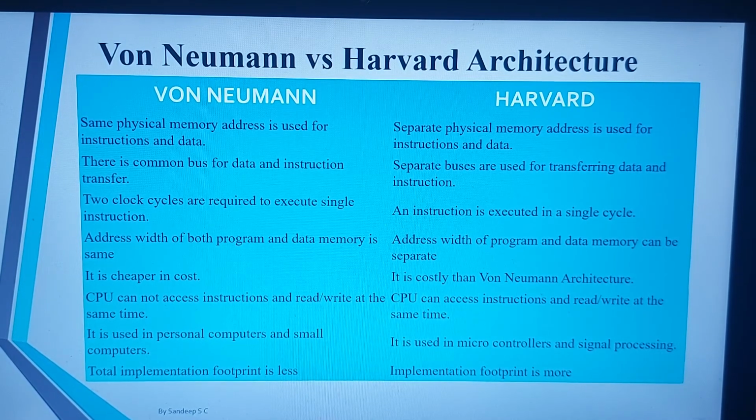Von Neumann is used in personal computers and small computers, and usually Harvard will be used in microcontrollers and signal processing operations. As only a single IC is there for the entire memory, the overall implementation footprint is less in case of von Neumann, whereas we need two separate ICs in case of Harvard, so the implementation footprint is more.